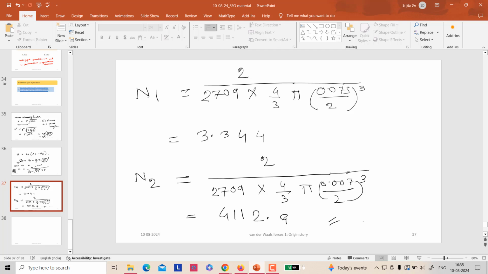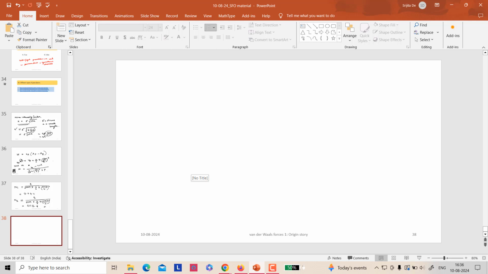So now we have got N1 and N2. N1 is the number of feed particles, N2 is the number of product particles. Now we will calculate the surface area. So it is the feed surface area, the total feed surface area. What will come?